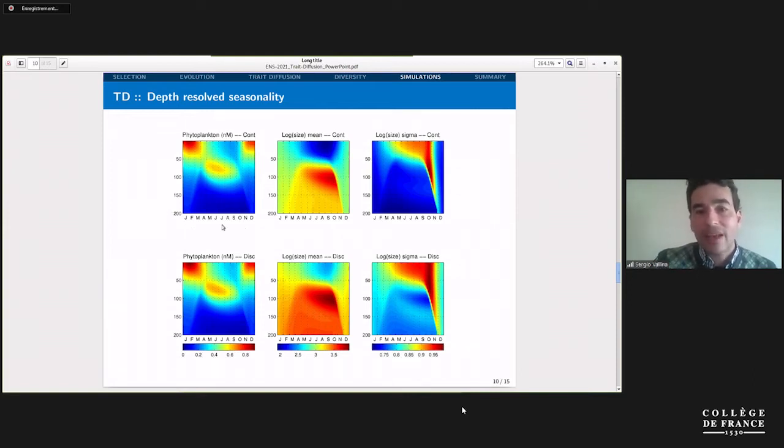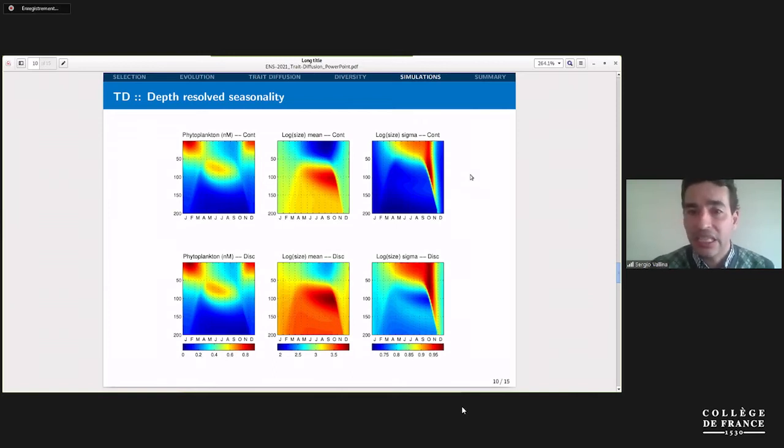For the total biomass, perfect match. Both types of approximation work very well. For the mean size, good match. The continuous approach probably overestimates a little bit the seasonality in the changes in the mean size, but it captures the seasonality very well. And the diversity, or sigma of the distribution, is also very well captured. So we were very pleased by the fact that the continuous trait approximation is able to capture very well the traditional discrete entities approach.